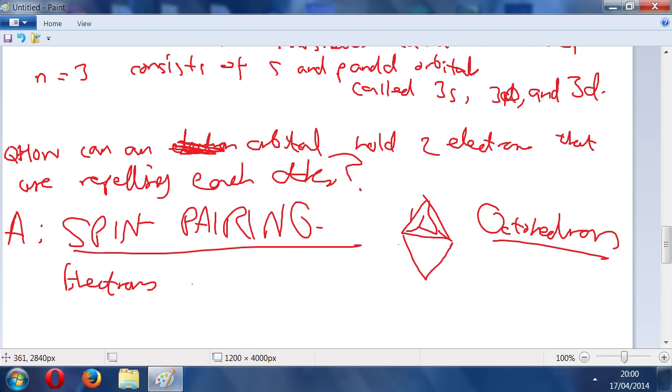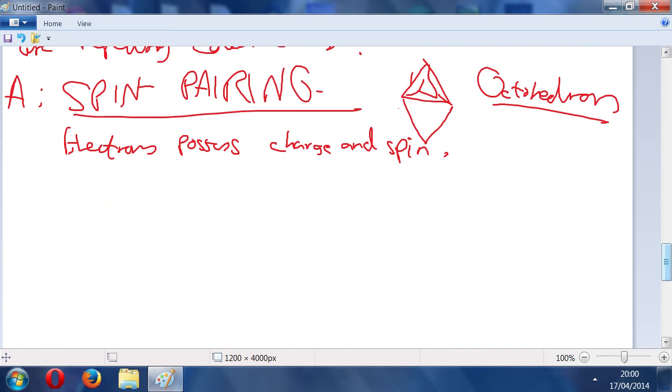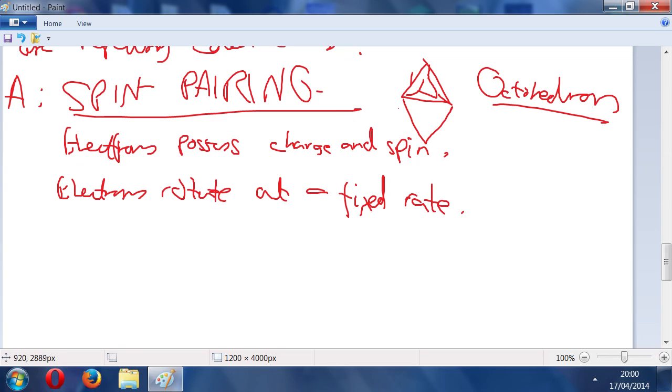So electrons possess charge and spin. They're charged and they're also spinning around. So electrons rotate at a fixed rate. So no floating point stuff here, whatever that means. I don't know, probably is floating point as well.